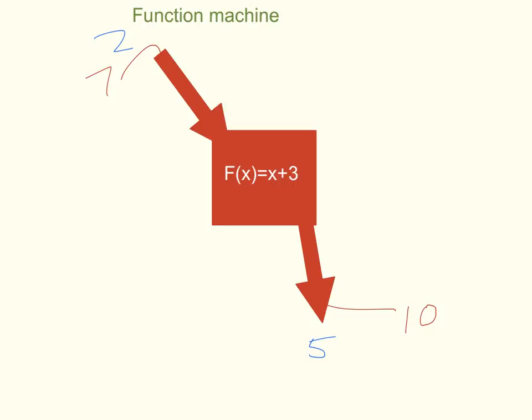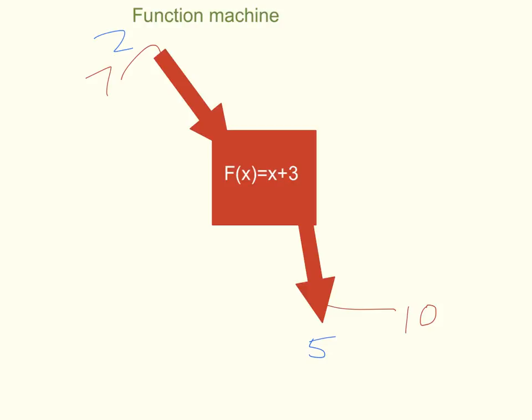So notice no matter what value I plug in there, there will only ever be one output. I can't plug in a 2 and get 5 and 100. Right? I only will end up with one output.